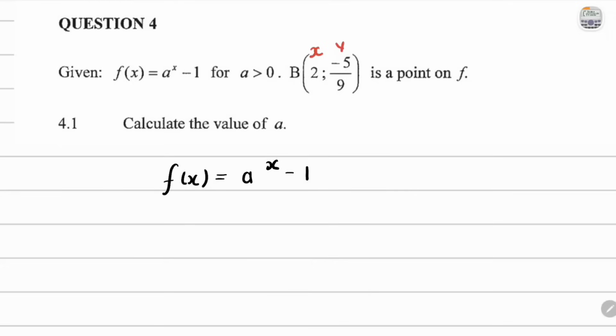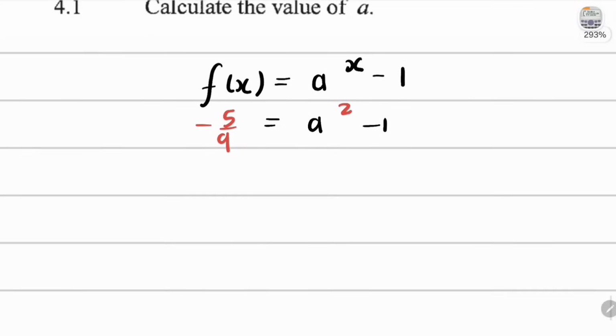So that is going to be negative 5 over 9 is equal to, and then we have a to the power of 2 minus 1. Okay, so we've got a number over here and we also have a number there. So we can take the 1 over. When you take 1 over, it becomes positive 1, right? But you're subtracting by a fraction with a denominator of 9. And you need to make sure the denominators are the same.